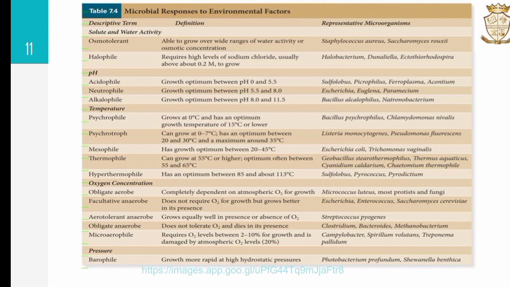Aerotolerant and strict anaerobes cannot generate energy through aerobic respiration and must employ fermentation or anaerobic respiration. The last one is microaerophiles. They are damaged by the normal atmospheric level of oxygen and require an oxygen level in the range of 2 to 10 percent for growth. Examples are Campylobacter, Spirillum volutans, etc.